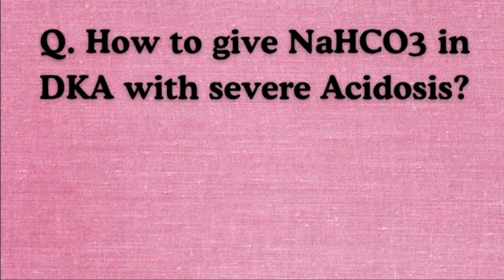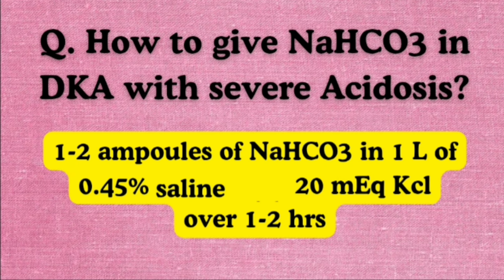Now the question is how to give soda bicarb in DKA with severe acidosis. One or 2 ampoules of soda bicarb are added to 1 liter of half normal saline with 20 milliequivalents of KCl and infused over 1 to 2 hours. Or instead of half normal saline, 400 ml of sterile water can be used. Addition of soda bicarb to 0.9% saline, that is normal saline, would produce a hypertonic solution which can aggravate the hyperosmolar state.